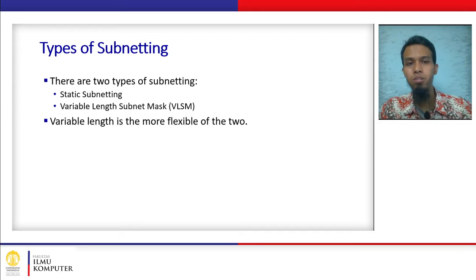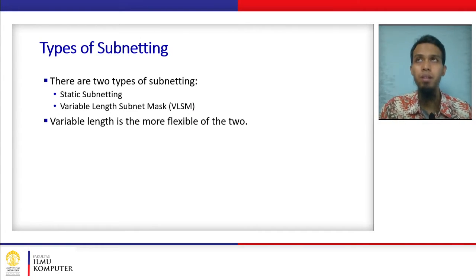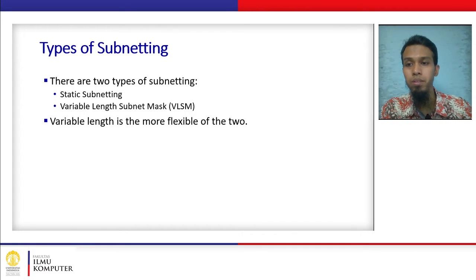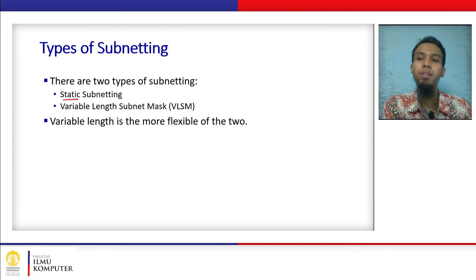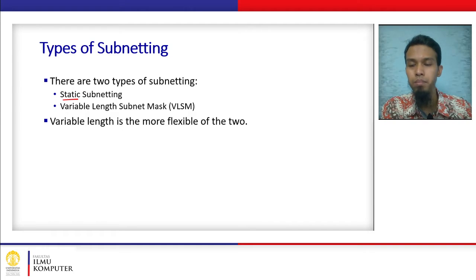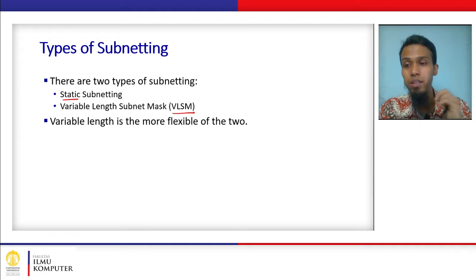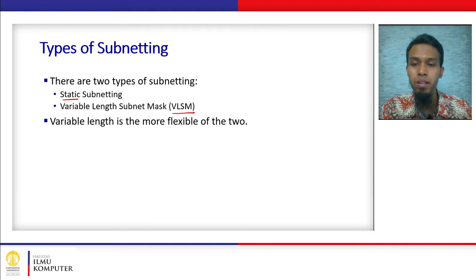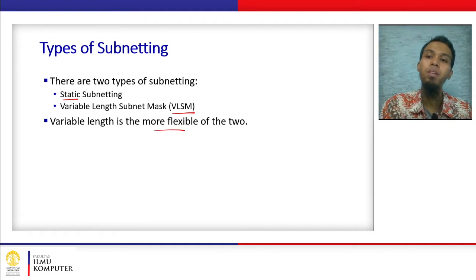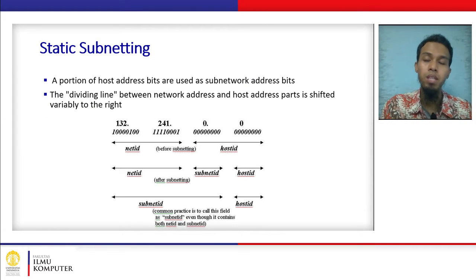Hello everyone, let's continue our discussion on the types of subnetting. More specifically, there are two types of subnetting, or techniques for subnetting. The first one is static subnetting, and the second one is variable length subnet mask, or VLSM. Later we will see that VLSM is more flexible than static subnetting. All right, so let's start with static subnetting.